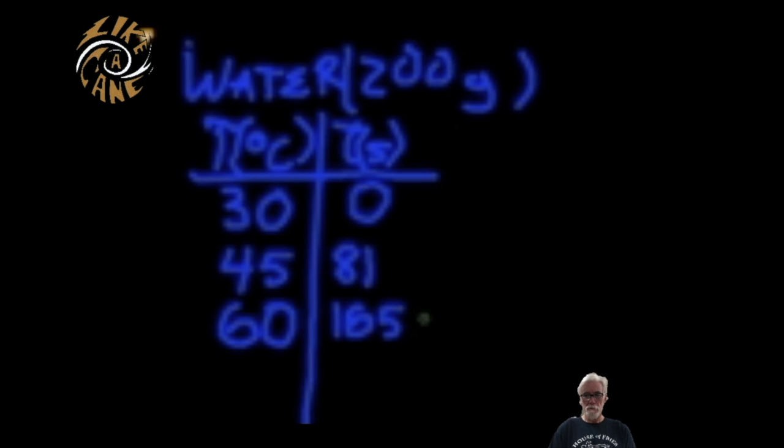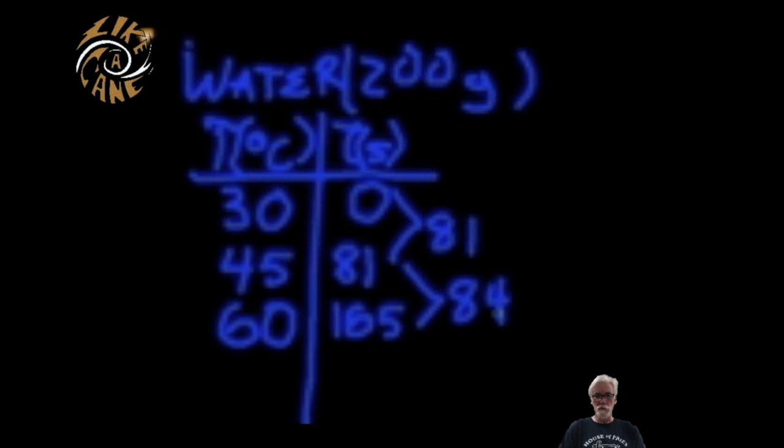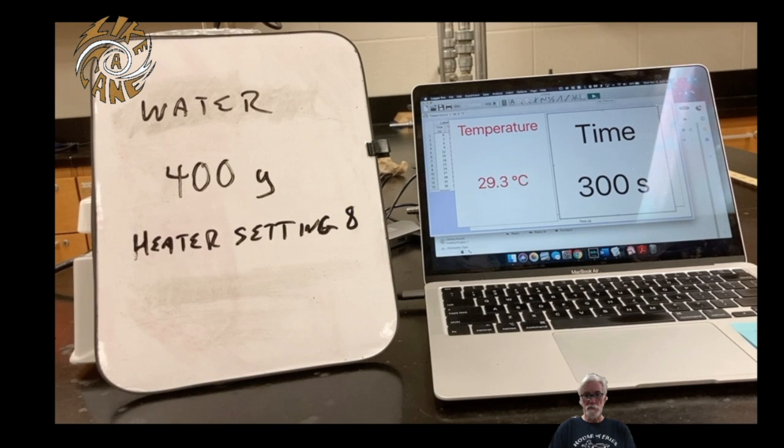165 seconds. What we notice is it took 81 seconds to raise the temperature 15 degrees, and it took 84 seconds to raise it the next 15 degrees. So if you look at the overall change, it was just about double to heat it twice as much. So that gives us an indication that those two are proportional to each other.